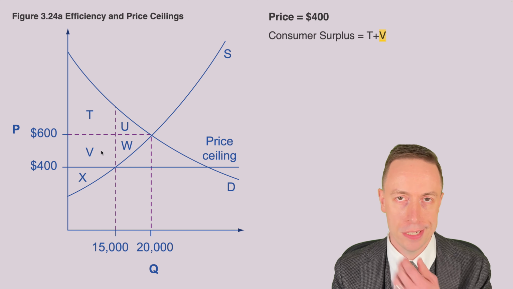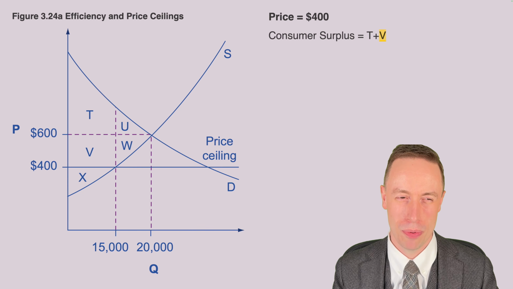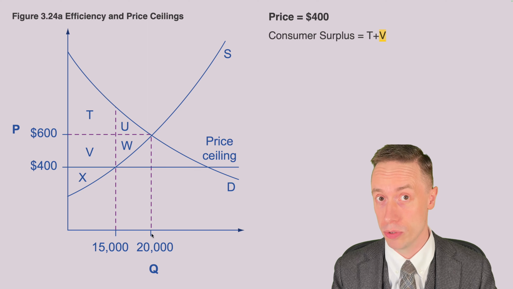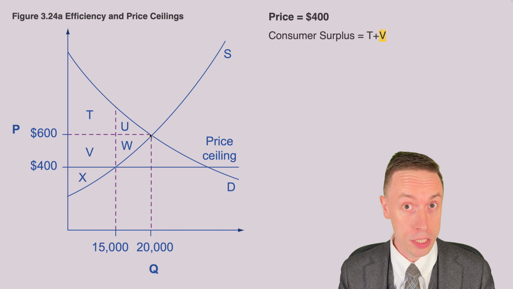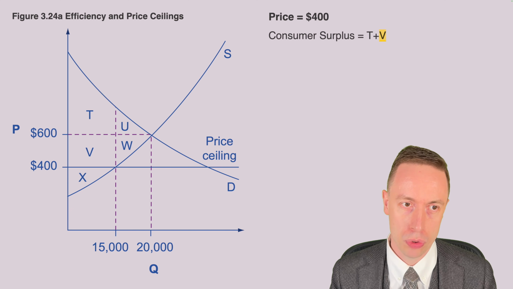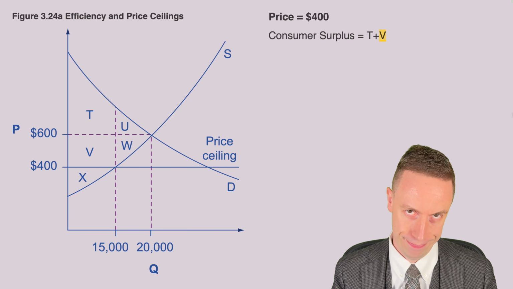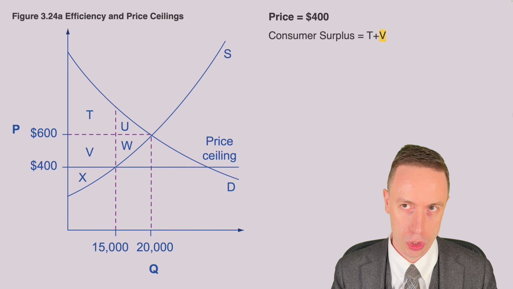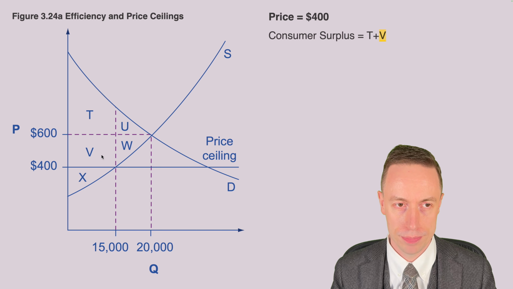But before that price ceiling, we had some more consumers that were buying. Before that price ceiling, we had 20,000 sales. So we've got some more buyers here that used to buy at the $600 point. Now at the $400 point, they totally still want to buy, but can't get any product. The consumer surplus that's associated with those buyers, area U, is gone from consumer surplus. Consumer surplus changes from T and U to T and V.